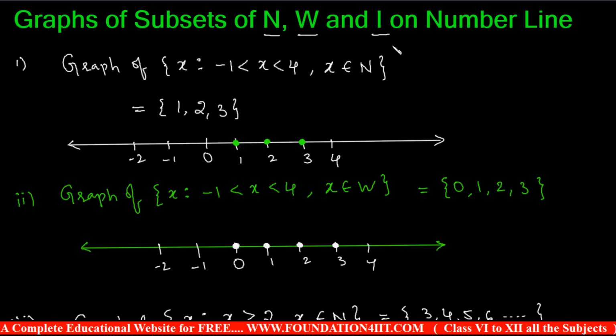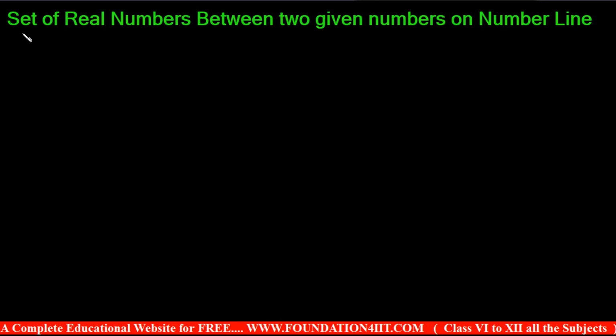Next I'll explain one more topic: the graphs of sets of real numbers between two given numbers. Real numbers are not included in this so far. If real numbers are given, how do we do it? Let us see now: the set of real numbers between two given numbers on a number line. How do we keep them on the number line? Let us see with example sums.